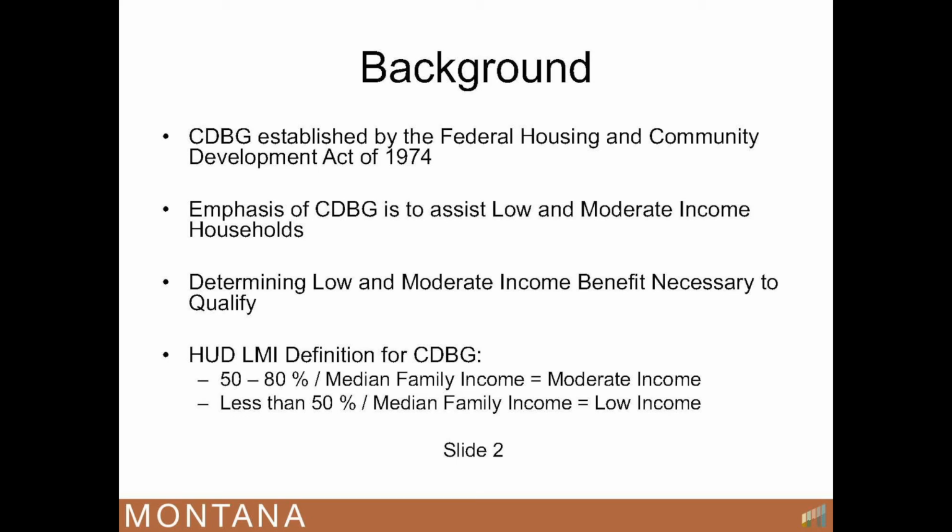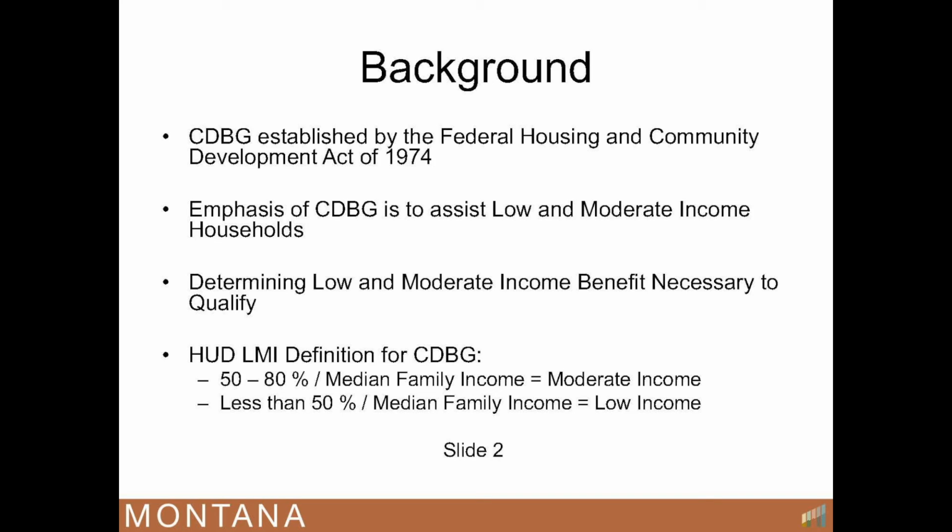Going to slide 2, or background, the Community Development Block Grant, or CDBG program, was established by Congress by the Federal Housing and Community Development Act of 1974. Actually, CDBG was a consolidation of multiple HUD programs that existed prior to 1974. The emphasis of CDBG is to assist low and moderate income households. Therefore, it is very important to determine that each project will provide benefit to low and moderate income households or persons. This is a necessary step to qualify for assistance under the program.